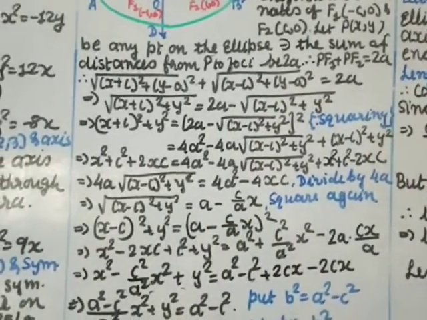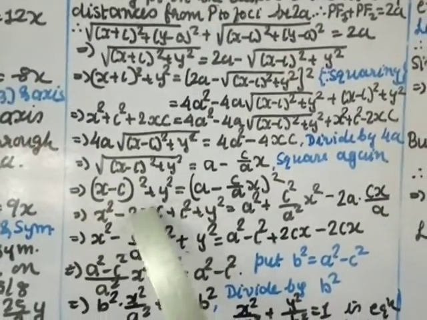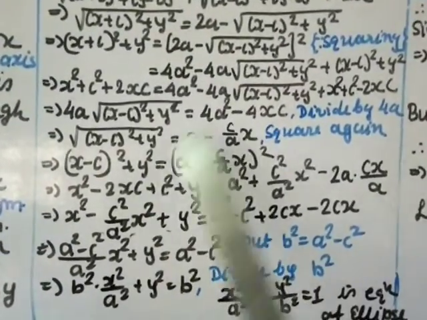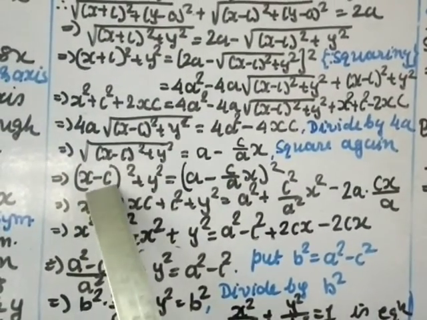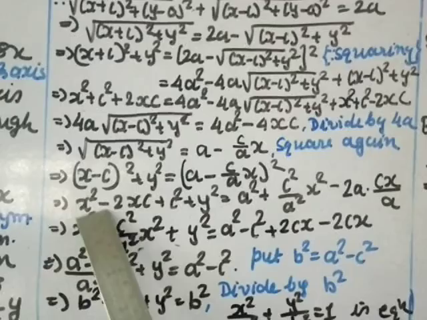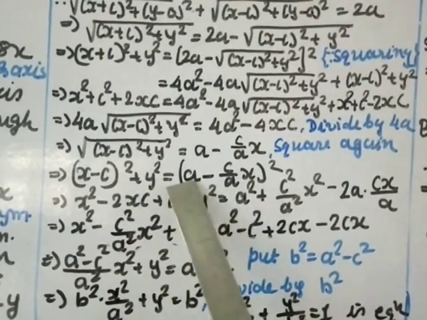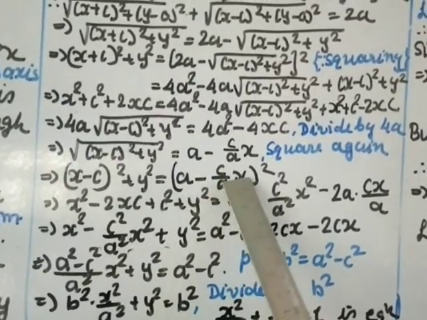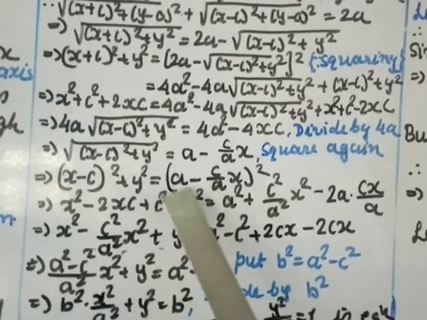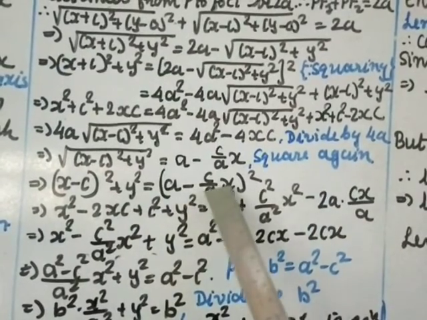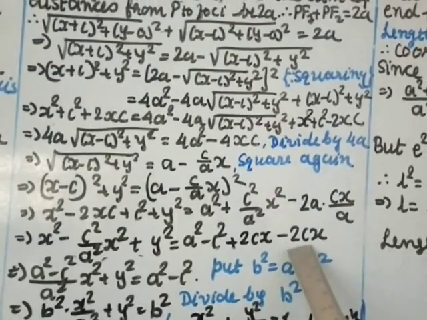Now square both the sides again. When you square here, the square root will cut, so here you get (x minus c) whole square plus y square equal to this, you have to square (a minus c by a x) power 2. This you expand using (a minus b) whole square, so x square minus 2cx plus c square plus y square equal to this, also expand (a square plus c by a into x) whole square, so c square by a square x square minus 2 into a into cx by a, so this a cancels, you get here 2cx. Okay, I have written here.